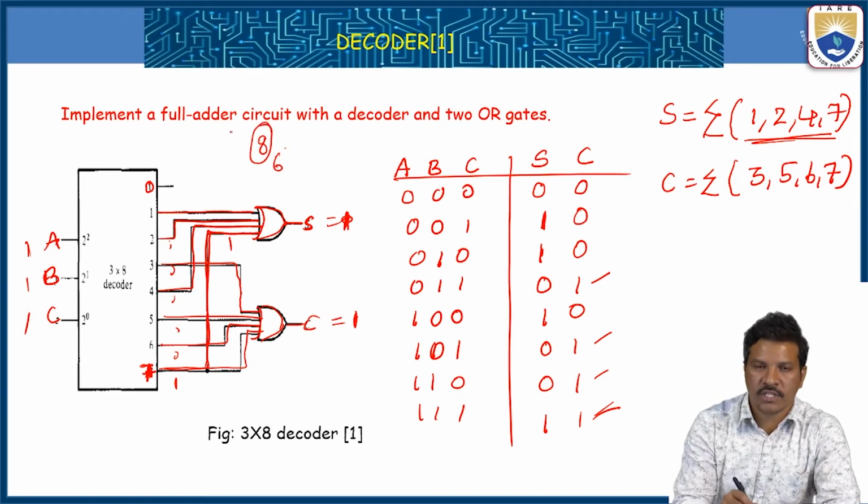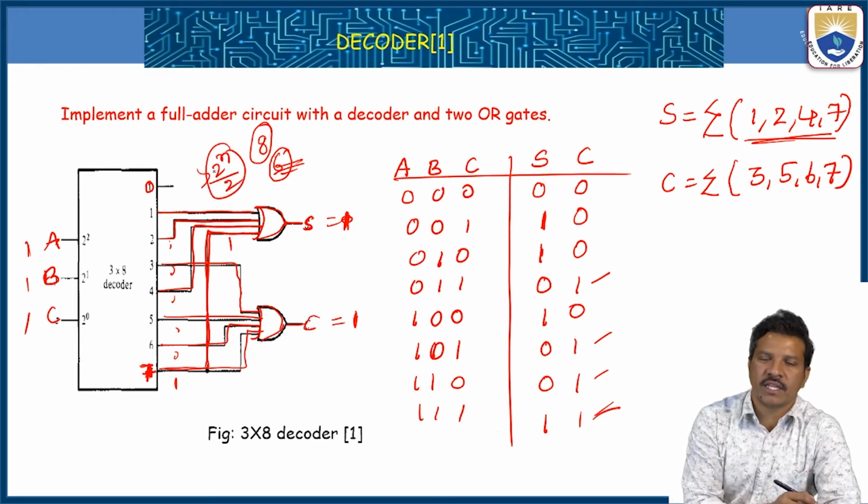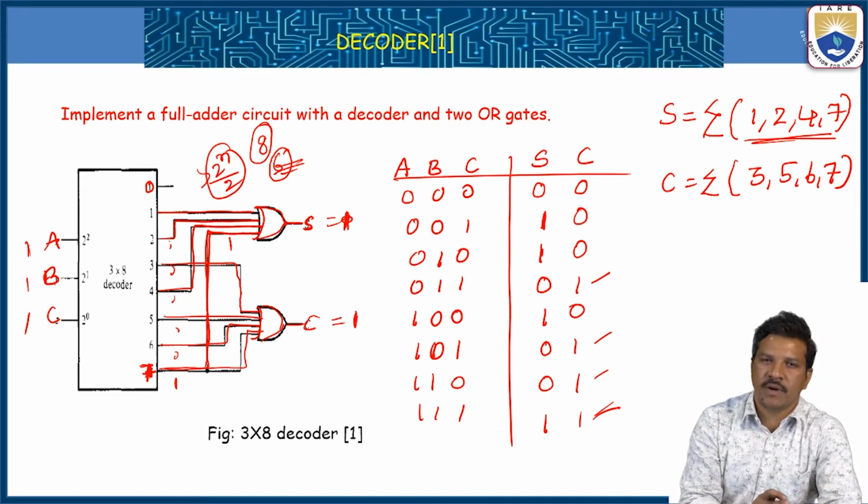Out of 8 outputs in the 3 to 8 decoder, 6 minterms are there in the Boolean function. Then in this case, 2 power n by 2 or more combinations of minterms are presented in the Boolean function. Then you have to implement that Boolean function with the help of a decoder.